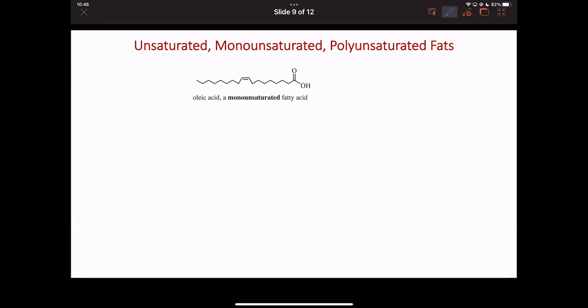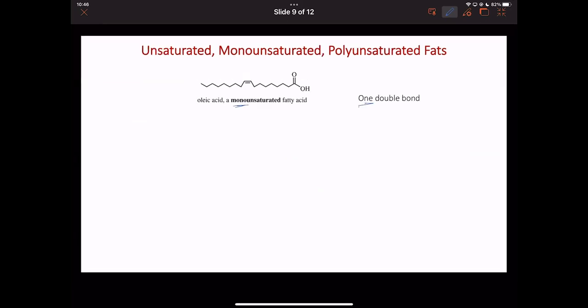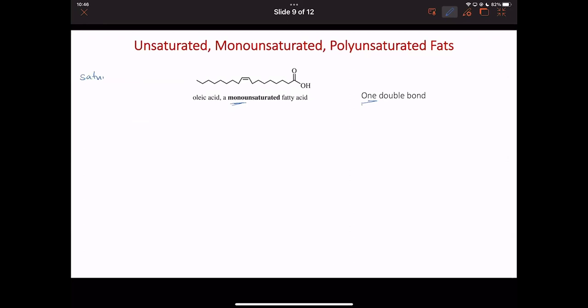So this is when you have one double bond. It's called a monounsaturated, one double bond. Saturated, let's actually write that here, is a saturated fat. That's what I had previously drawn, is a saturated fatty acid, has no double bonds and all single bonds. And the reason why it's called saturated is because it has the maximum number of hydrogens. It is saturated with hydrogens. That's why it's called a saturated fatty acid.